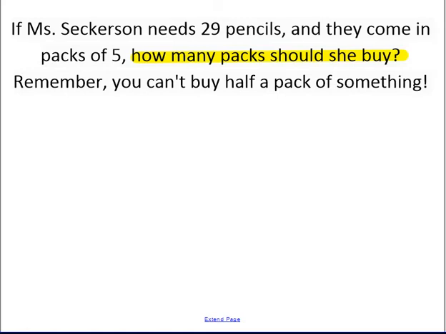And then what's going to help me find my operation? Well, she needs 29 pencils. They come in packs of 5. That tells me I'm going to be dividing something because I need to know how many packs of something I need. Okay? So let's divide.